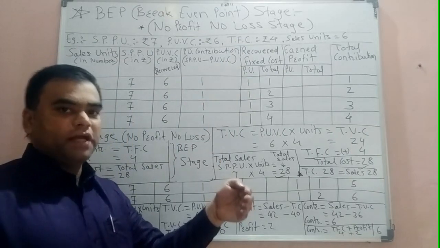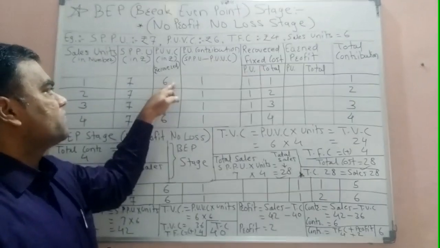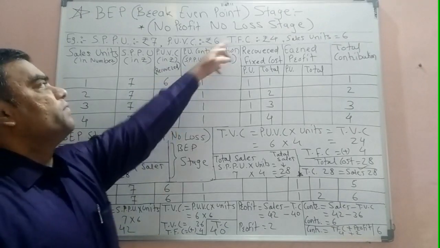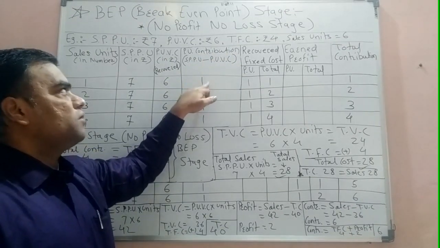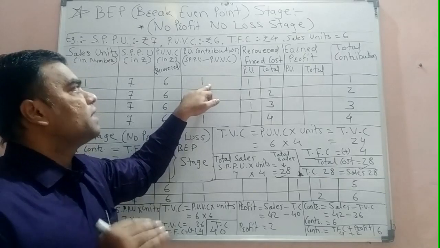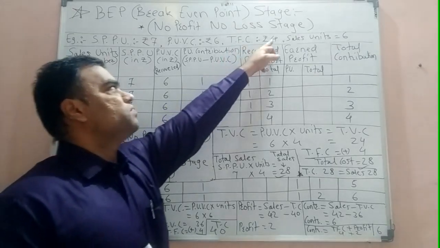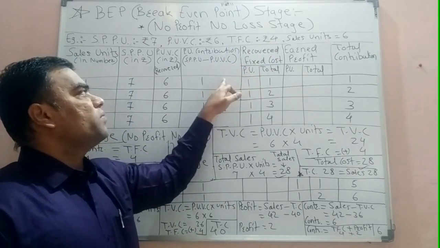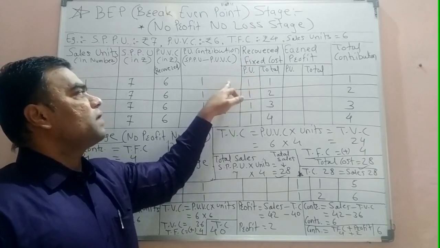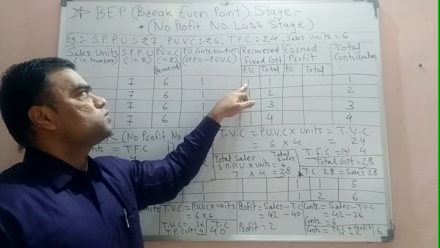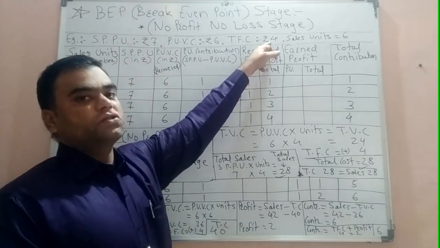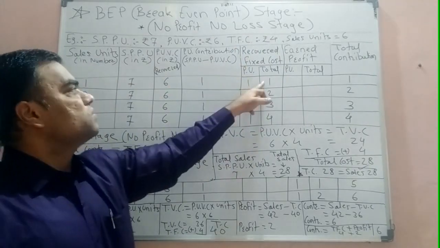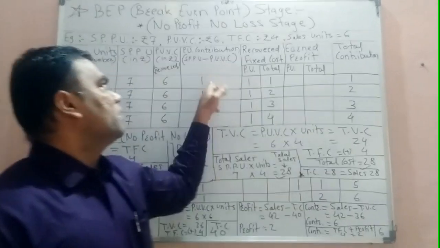If we sell one unit at rupees 7, the 6 rupees per unit variable cost will get recovered, and the remaining 1 rupee will be per unit contribution. Our variable cost is recovered, fixed cost is not yet recovered. So this rupee 1 per unit contribution will be utilized to recover our total fixed cost, which is rupees 4. When we sell one unit, how much fixed cost gets recovered? Rupee 1, because our per unit contribution is 1. So total fixed cost recovered when we sell 1 unit is 1.